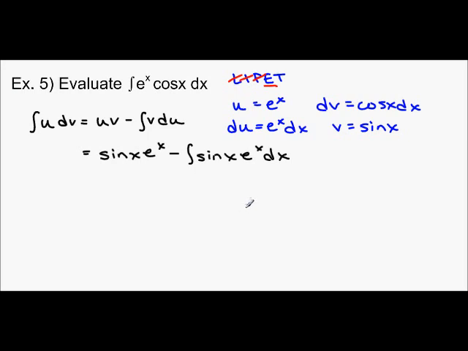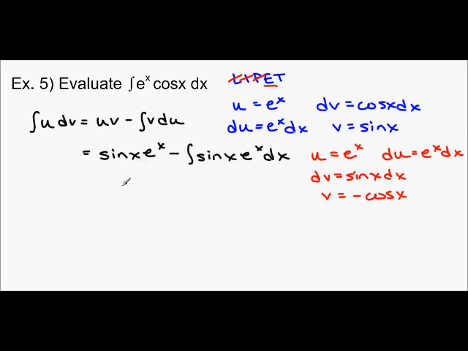Okay, well, I think I'm going to have to go again because this is still not what I'm looking for. So we're going to use integration by parts again. So in this integral, I use LIATE. Still looking at LIATE, my first choice is still that exponential. So u equals e to the x, which means du is e to the x dx. dv is sine x dx. So v will be negative cosine x.